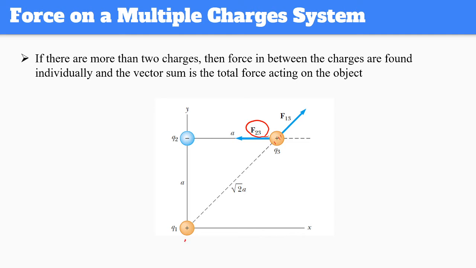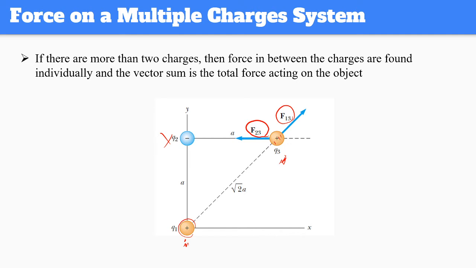And once we are done with 2, now we have the first charge and the third charge. So we're going to look at the force in between those first and third charge. And when we look at it, we see that they are the same charge. So they're going to repel each other. So the force is going to be going away from the third charge diagonally.